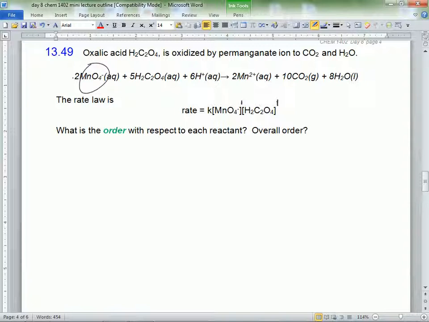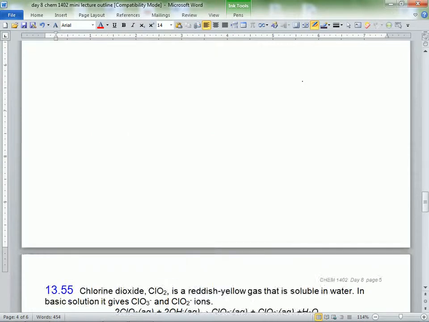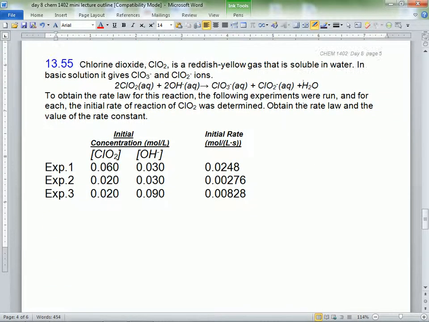So what is the order with respect to each reactant? Permanganate's order is 1. Oxalic acid's order is 1. Not so bad. What's the overall order? 2, right? Okay, here we go. Wait, that wasn't a long problem? That's it. Oh my god.